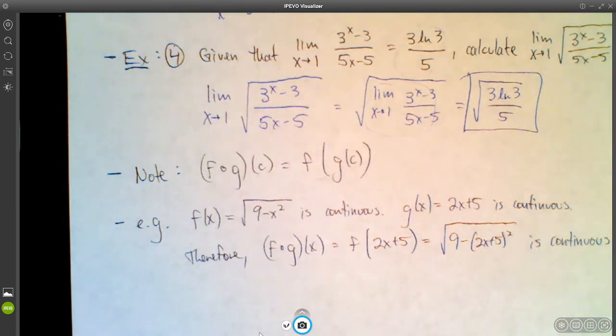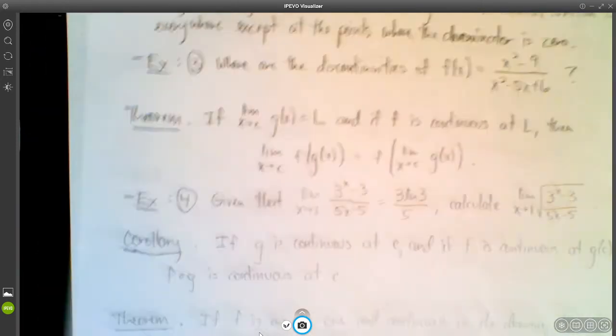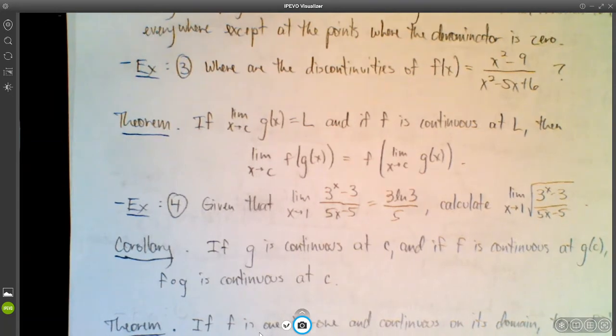Now, if you wanted to answer the question, but where is it continuous? It's like f is continuous between −3 and +3, but this thing is not necessarily continuous in the same locations. In particular, you would need to look at the domain, but this thing is going to be continuous on its entire domain. So that's what that corollary is saying.